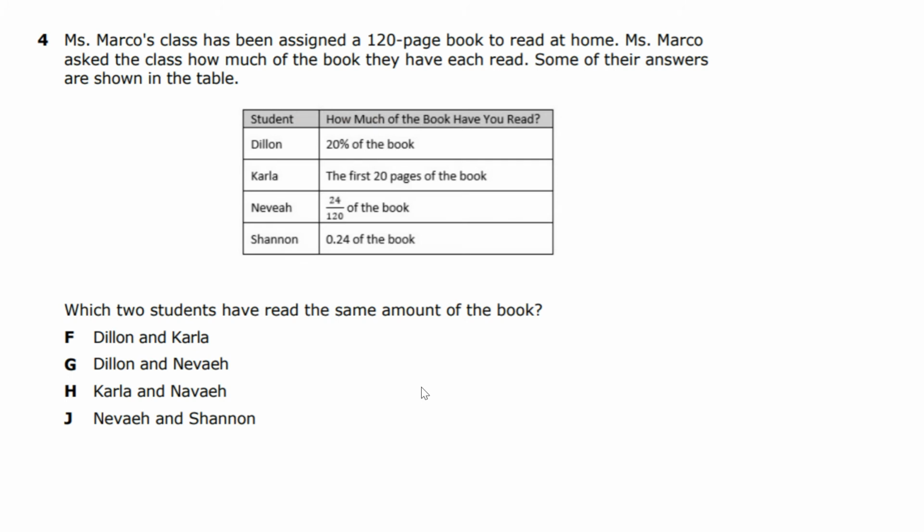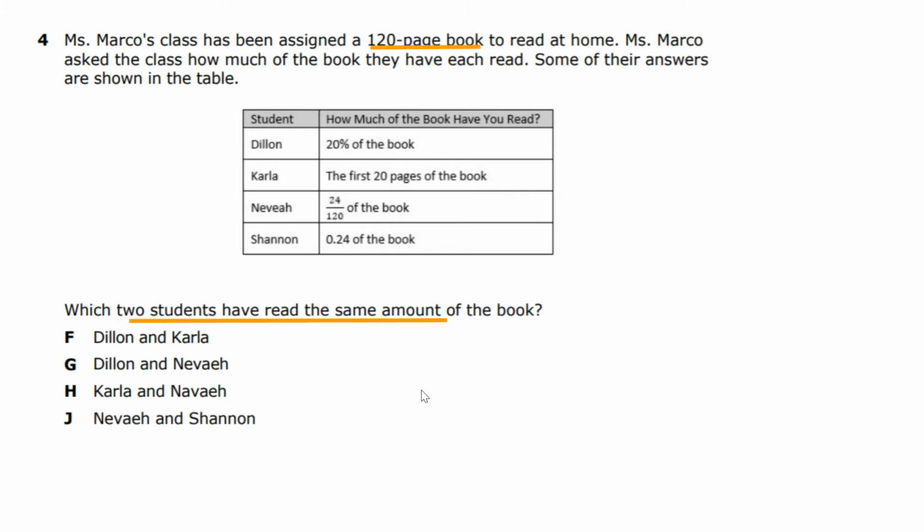Number 4. Miss Marco's class had been assigned a 120-page book to read at home. Miss Marco asked the students how much of the book they have each read. Some of their answers are shown in the table. Dylan, 20% of the book. Carla, the first 20 pages of the book. Nevaeh, 24 over 120 of the book. Shannon, 0.24 of the book. Which of the two students have read the same amount of the book?